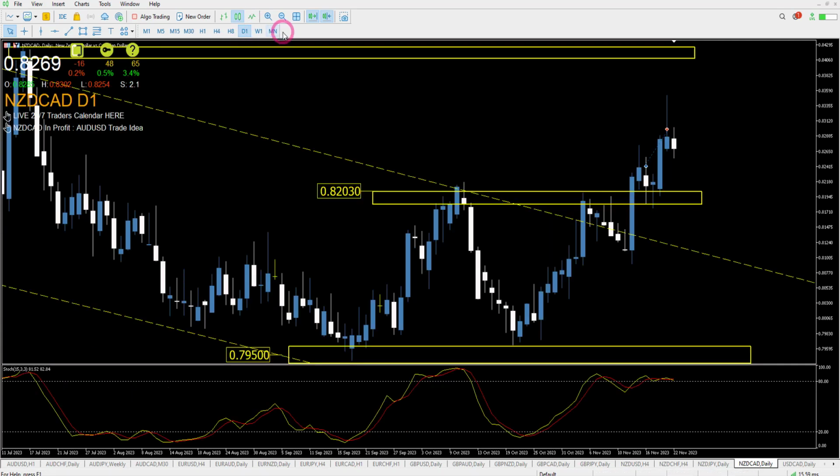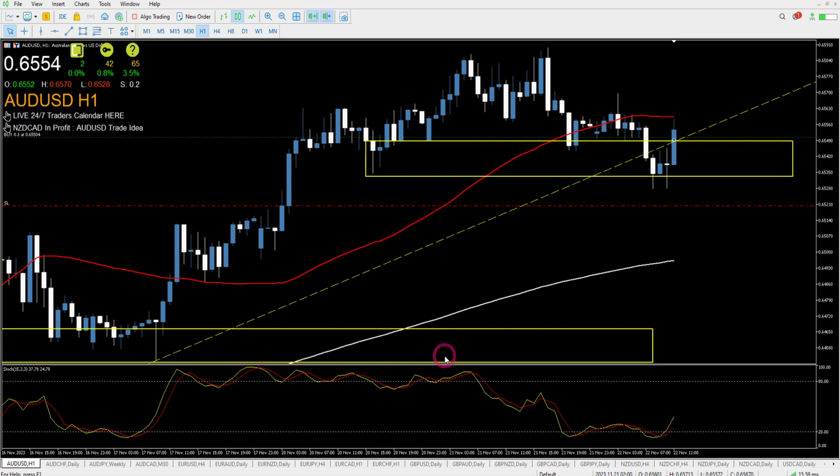But that's something that we're going to have to watch here, I think, on the daily time frame. Now let's head over to Aussie US dollar because our alert got triggered. I entered a position. This is the position that we're looking at.